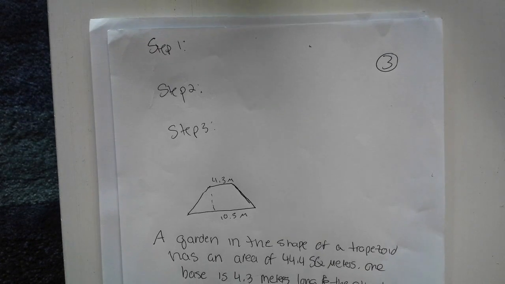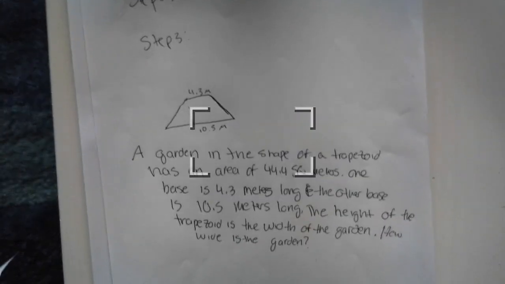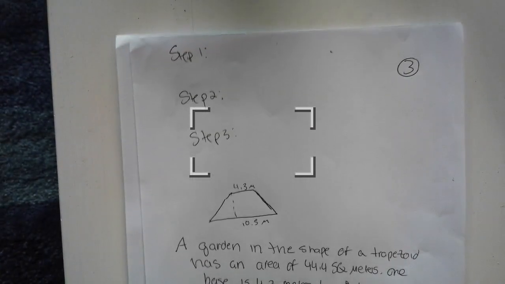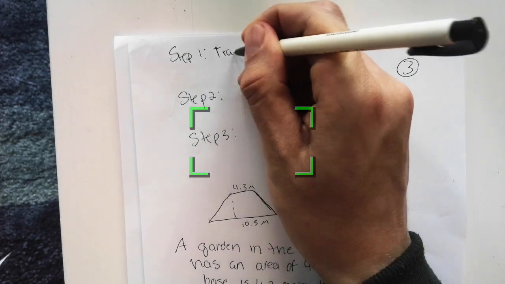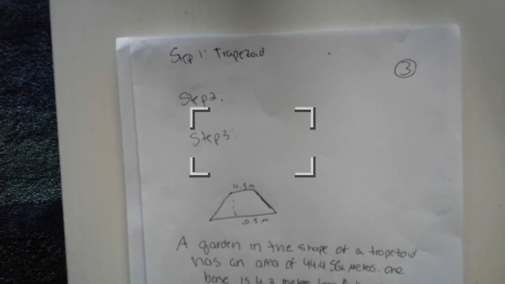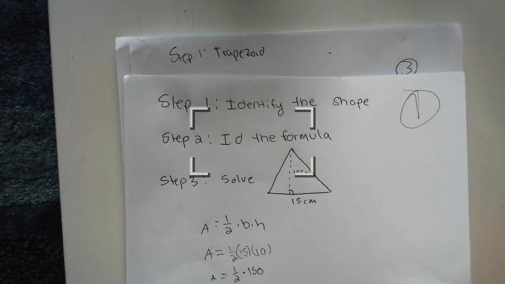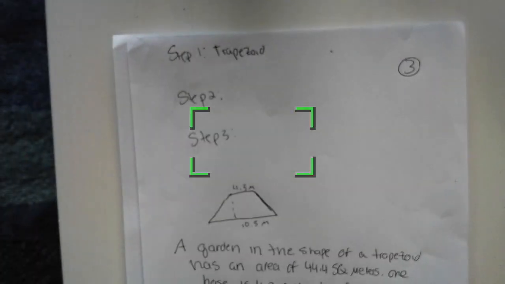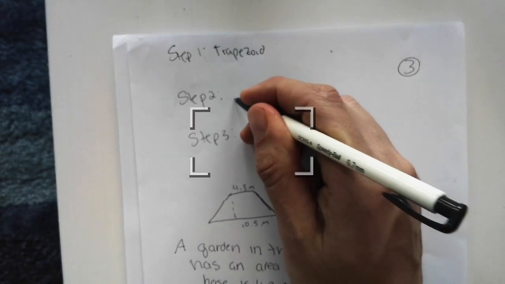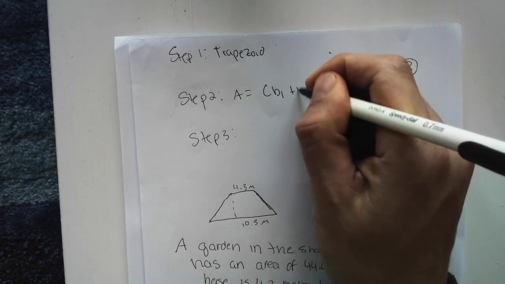So we'll have to use our steps. The first step was to identify the shape. What shape was this? It's a trapezoid. So now, what's the next step? To identify the formula. What's the formula for the area of a trapezoid? Area equals one half times base 1 plus base 2, times height.